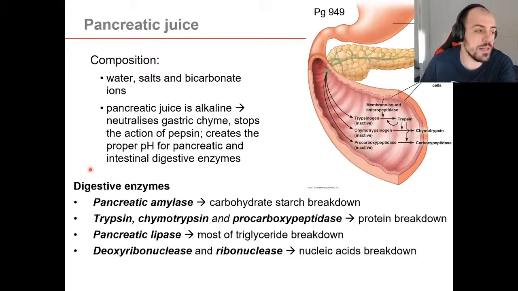Now, looking at these other ones with trypsin, chymotrypsin, and procarboxypeptidase, would I expect you to memorize all of these names? Look, I would expect you to know at least one of these three. But what all of these have in common is that these are proteolytic enzymes.